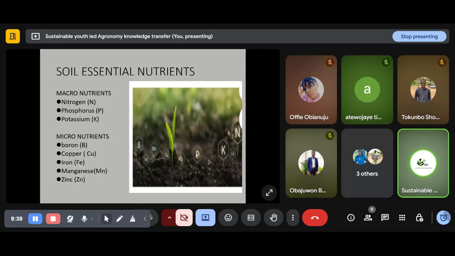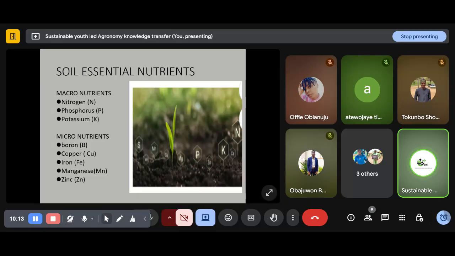Macronutrients are the nutrients that are needed in large quantity, while micronutrients are the ones that are needed in small quantity. Examples of macronutrients are nitrogen, phosphorus and potassium, what we normally call NPK. While for micronutrients, we have boron, copper, iron, manganese and zinc. These nutrients are most times available in the soil, but they are very low in quantity.